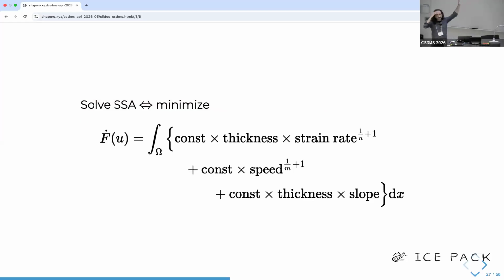So just kind of roughly in English, what is the thing that we're minimizing when we're solving the shallow stream approximation? It's a sum of several terms, one of which comes from viscosity, friction, and gravity. And what it looks like is we're averaging the strain rate to the power of 1 over n plus 1, which is basically 4/3. And the other important thing to note, the thing that we're minimizing has units of power, as an energy per unit time, which if you've taken statistical thermodynamics, is the rate of dissipation of free energy. So I'm going to refer to it as the free power in the following.